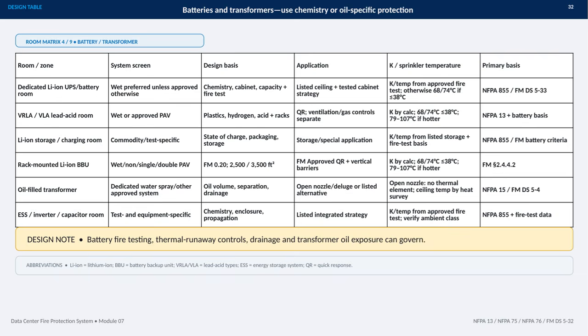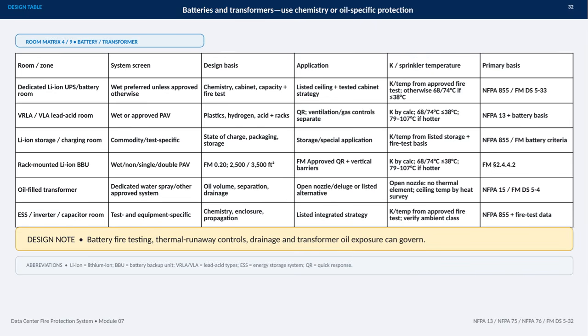Oil-filled transformers are different again. They typically use dedicated water spray, deluge, or another approved system, with oil volume, separation, drainage, and heat exposure driving the design. The final rows cover energy storage, inverter, and capacitor rooms, where the chemistry, enclosure, and propagation behavior must be verified. Overall, this is a room-by-room screening tool, not a substitute for the applicable NFPA, FM, listing, and fire test requirements.